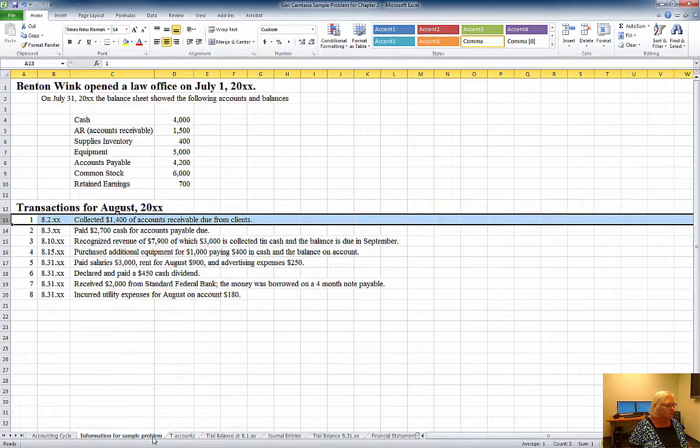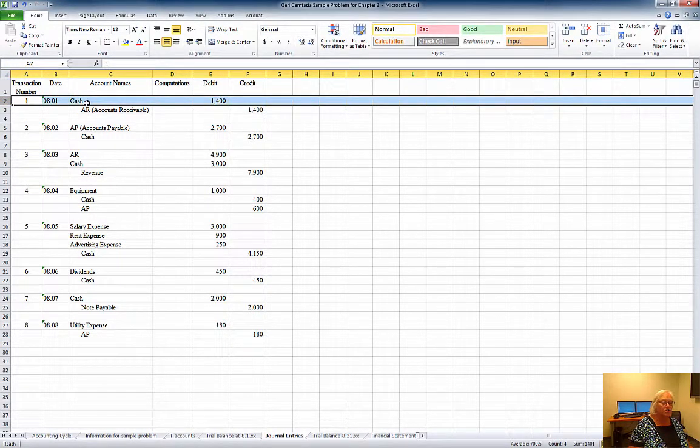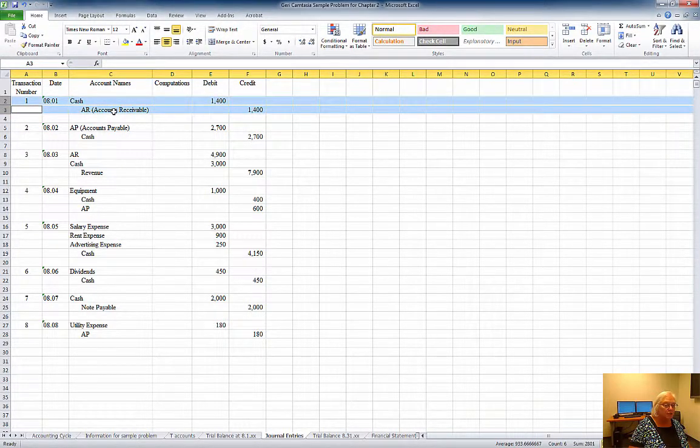So I'm going to go to my journal entries, and I'm going to make the journal entry to show that cash increases because I received cash of $1,400, and accounts receivable will decrease because the customers paid us the $1,400. So to increase cash, we debit. To decrease accounts receivable, we credit. Okay, so those are bolded. We've done that entry.